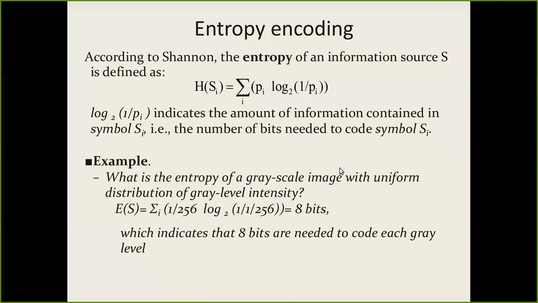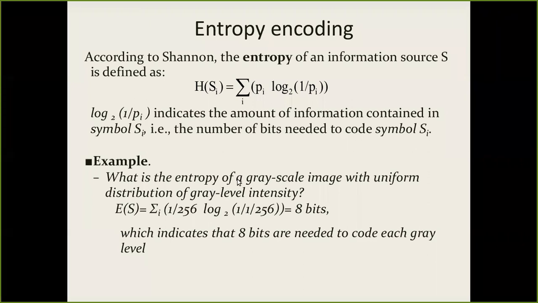Given a grayscale image, in a grayscale image, as we said, there are 256 colors. And if every color has an equal chance to appear in a given grayscale image, the probability of occurrence of every grayscale color is 1/256. What is the entropy?